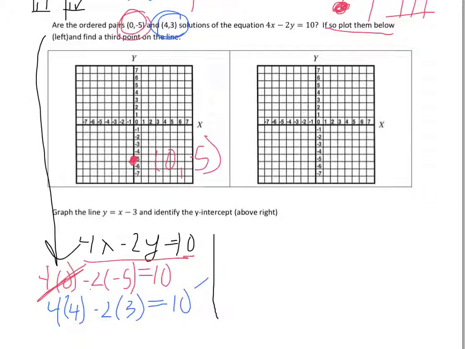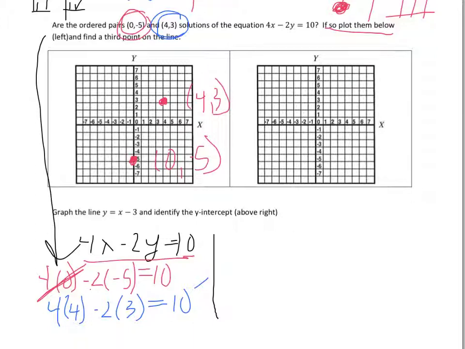So this, in fact, is a point on the graph of this line as well, because it gave us a true statement. So we'll plot this point. We go positive 4 in the x direction, then up 3 in the y direction. Then that right there is (4, 3).